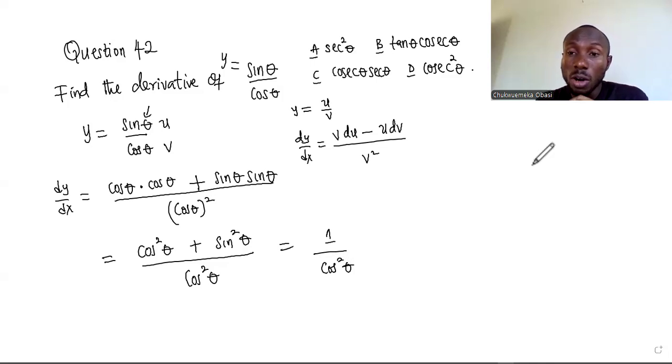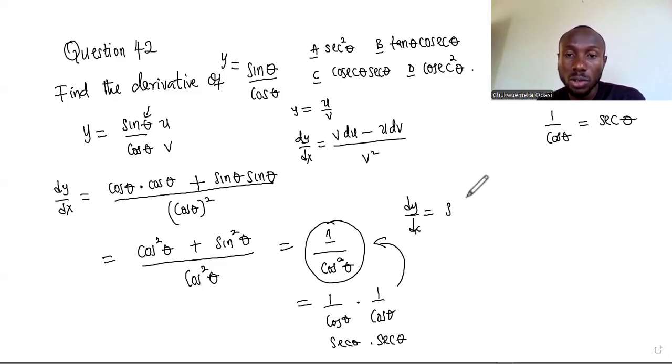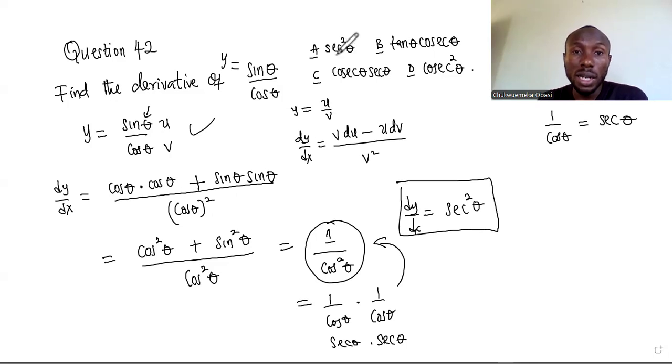So guys, remember, I told you 1 over cos theta is the same as sec theta, right? So this whole stuff here, I can express as 1 over cos theta times 1 over cos theta, right? It makes sense like this because this is still the same as this stuff. So 1 over cos theta is sec theta, and this one too is another sec theta. So sec theta times sec theta will give us what? Finally, we have dy dx is equal to sec squared theta. So that is the solution to this particular problem, and that is option A right here.